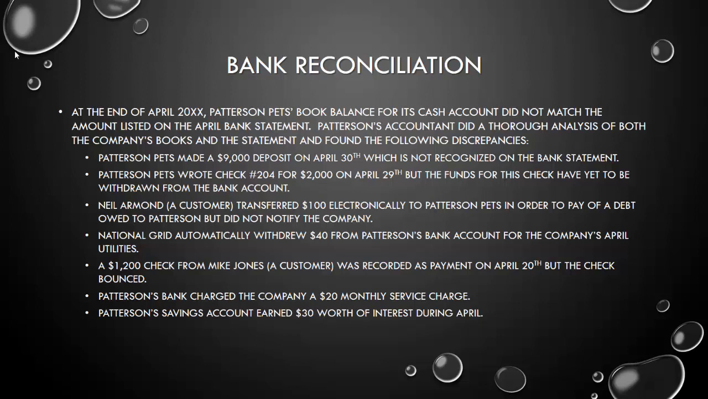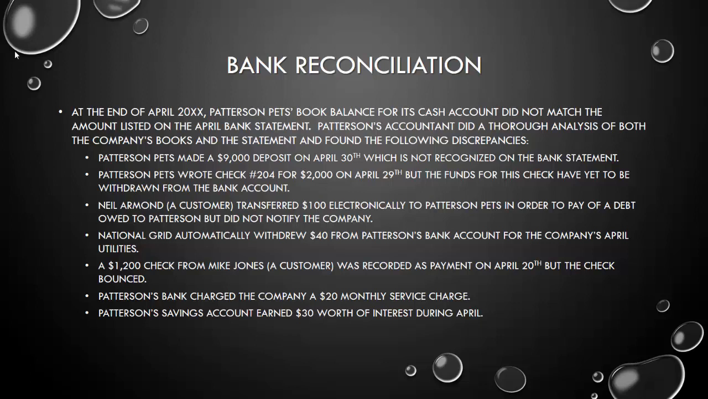Automatic payments, great convenience in modern times. Still, they don't tell you to put it on your books when it comes out. So in this case, National Grid withdrew $40 from Patterson's bank account for utilities. Cash is still in our cash account on our books because we didn't take it out to pay them. They just automatically took it out of our bank account. So we need to fix that. We have an NSF check from a customer named Mike Jones. Check bounced. So at some point we took Mr. Jones's receivable off the books and we said we had cash, but that cash wasn't actually there.